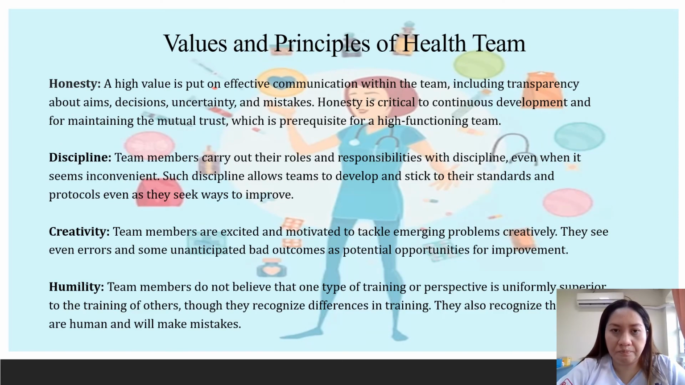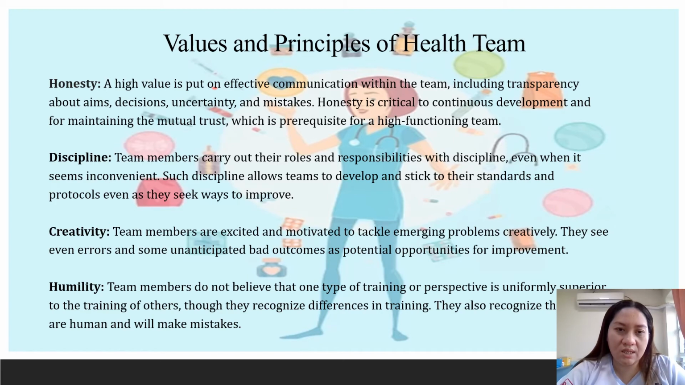So what are the important values and principles of a health team? There must be honesty amongst the members. A high value is put on effective communication within the team, including transparency about aims, decisions, uncertainties, and mistakes. So honesty is critical to continuous development and for maintaining the mutual trust, which is a prerequisite of a high functioning team. So you must be clear and honest in your decisions. If there are mistakes, if there are honest assessments, you must be able to channel it properly using your effective communication skills towards the other health team members.